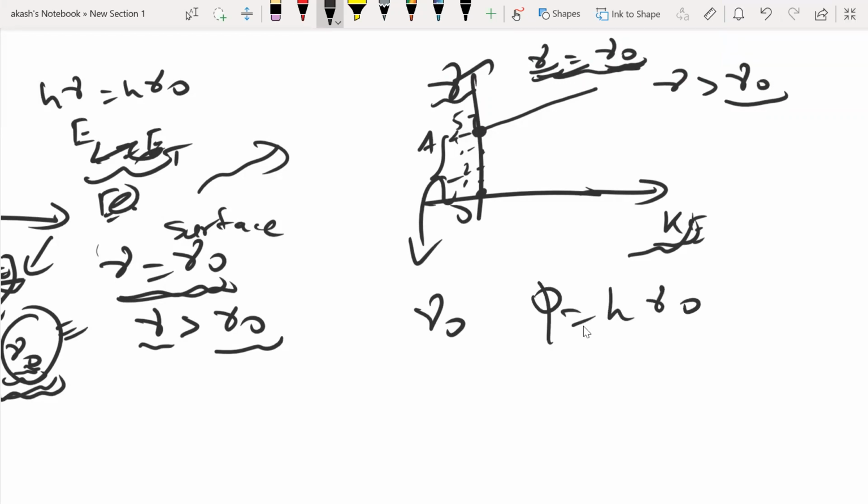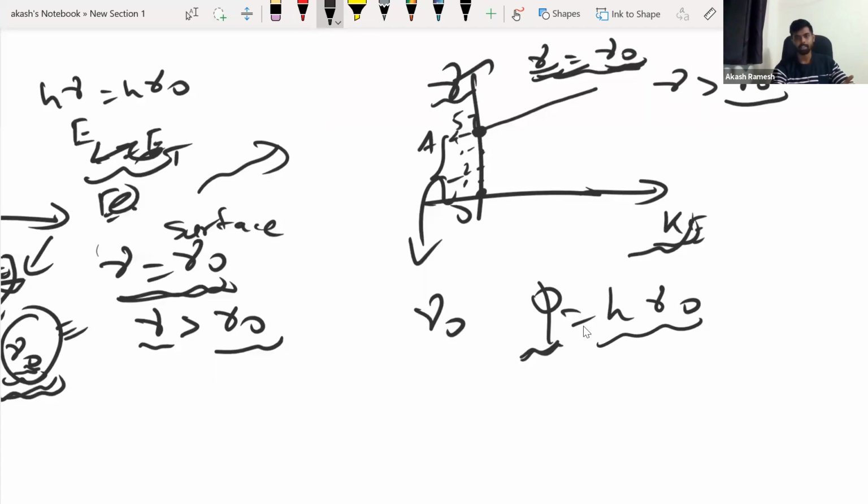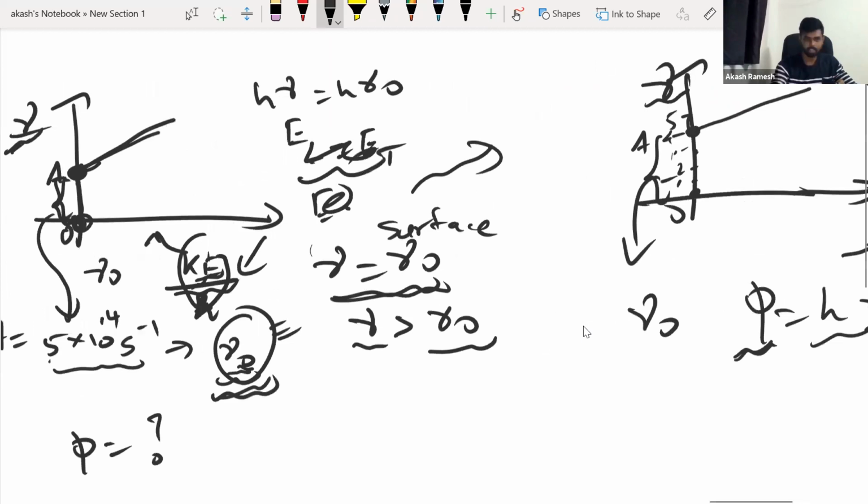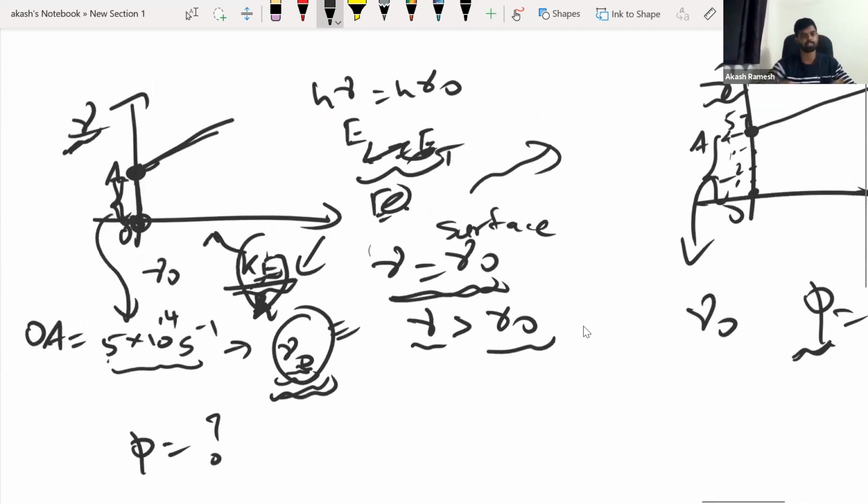This minus the kinetic energy is not required. They're just asking you what the threshold work function is. What is the work function formula? h into nu naught. Nu naught is already known from the graph that is given to you. OA is 5 into 10 to the power 14, so just multiply this with h. That's it. That's the answer to this question.